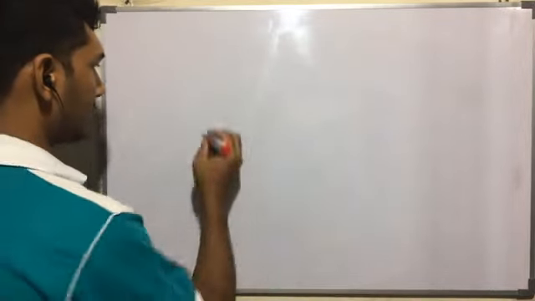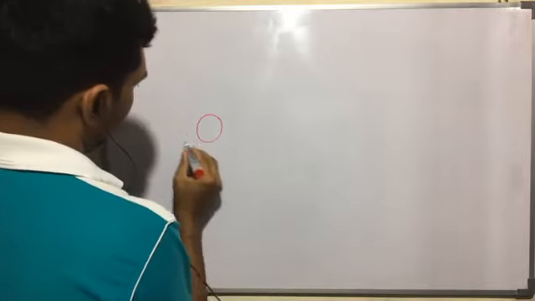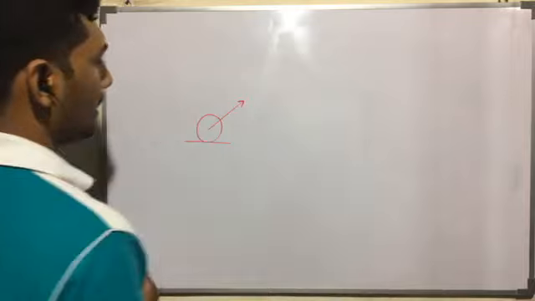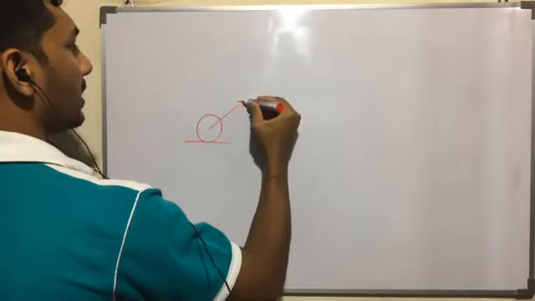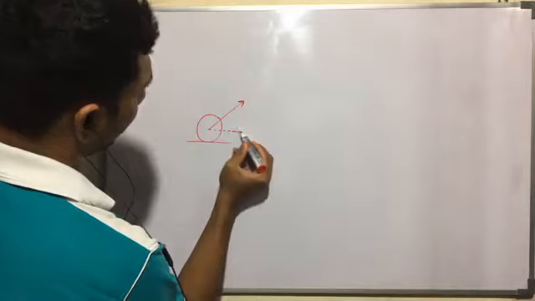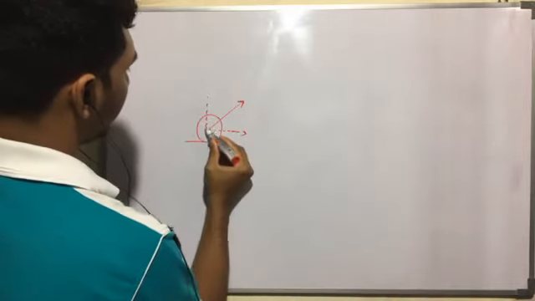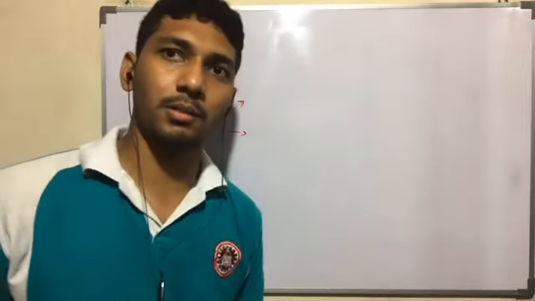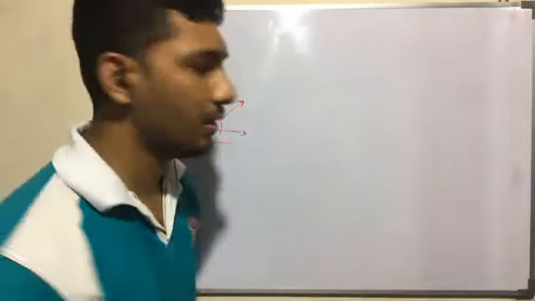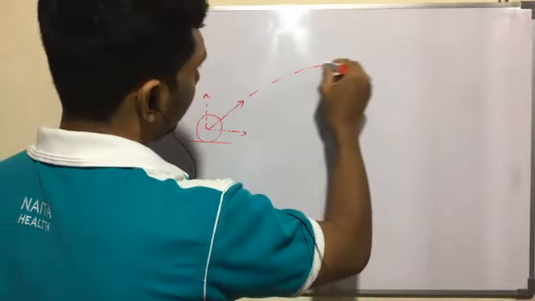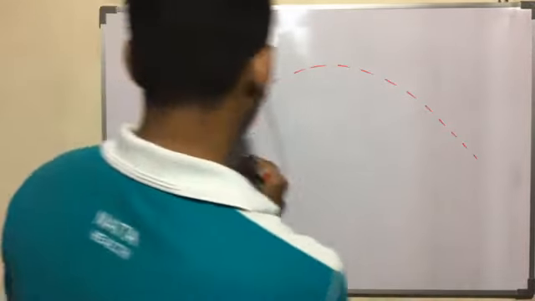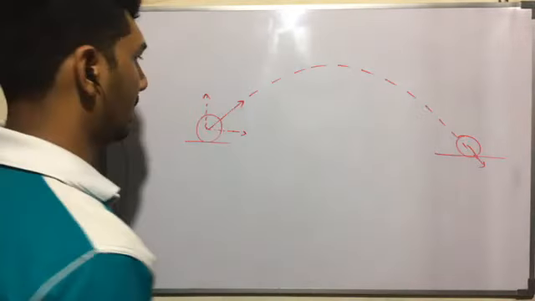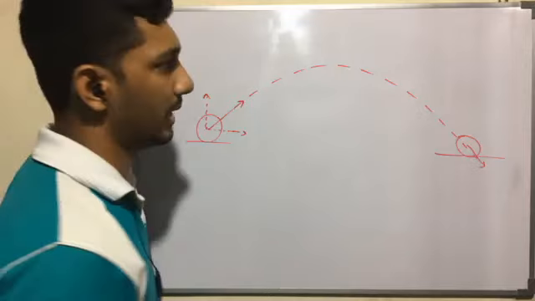So one example is to kick a ball from here, like a football is kicked, for example. So he will give a velocity in this direction. So that will have a horizontal component and a vertical component. So it will have vertical motion and also horizontal motion. So the mixture of that motion will produce a resultant motion like this.